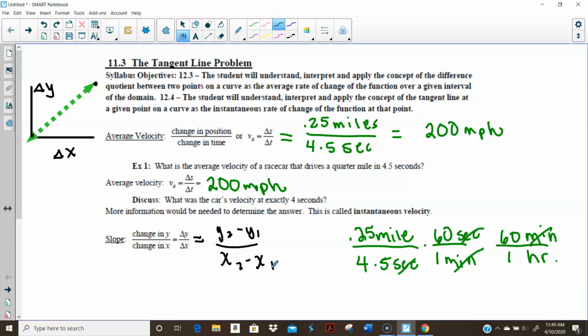So we know that this car that we're talking about here, over 4.5 seconds, it went an average of 200 miles per hour. But how fast was the car going at 1 second, at 2 seconds, at 3 seconds, at 4 seconds? How fast was the car going? And this is what we refer to as instantaneous rate. And instantaneous rate is differential calculus.